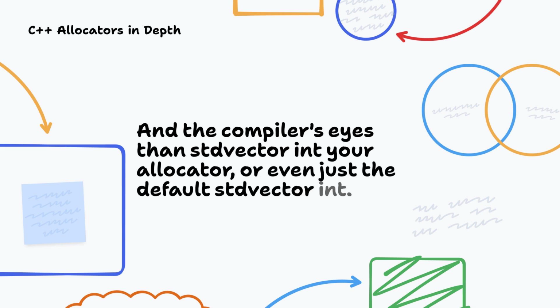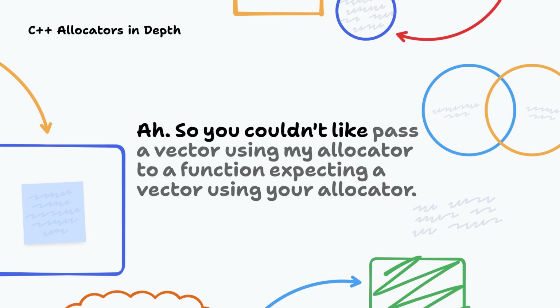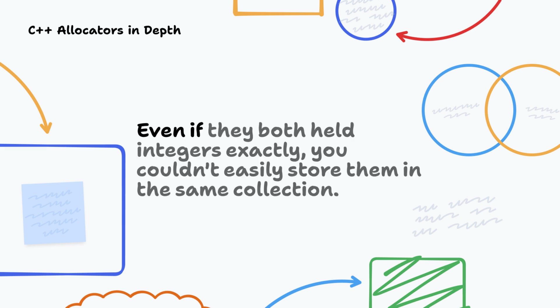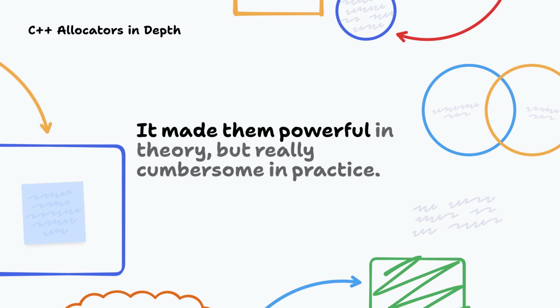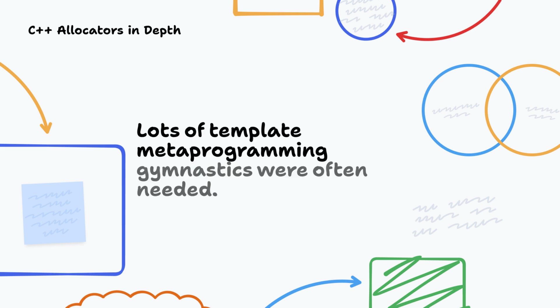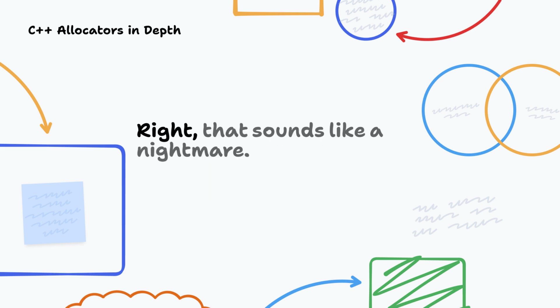So you couldn't pass a vector using my allocator to a function expecting a vector using your allocator, even if they both held integers. Exactly. You couldn't easily store them in the same collection. You couldn't write generic functions that worked with containers using different custom allocators. It made them powerful in theory, but really cumbersome in practice. Lots of template metaprogramming gymnastics were often needed. Right, that sounds like a nightmare.